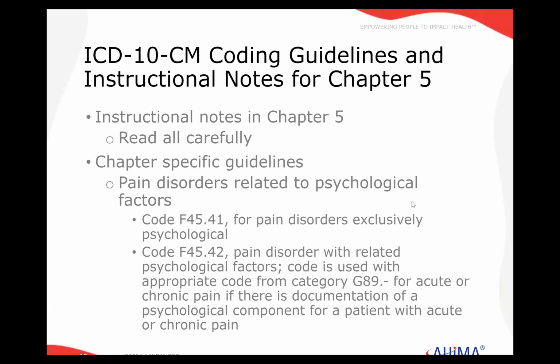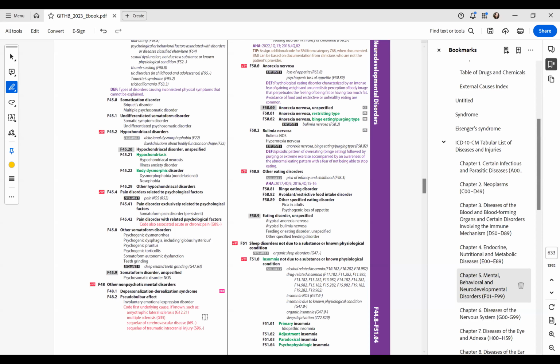One of the important things in this chapter is to read all the instructional notes. And you'll see some of them here in terms of pain disorders. If people have pain that's caused by psychological factors, you have a code for F45.41, and then other notes in there, as you can see here. Let's take a look at F45.41. And as discussed, you can see some of these very important notes here in red.